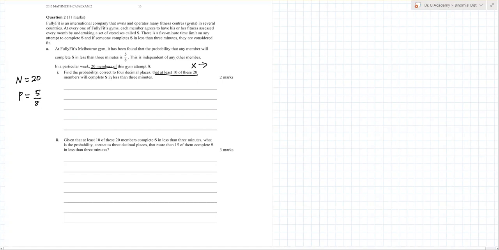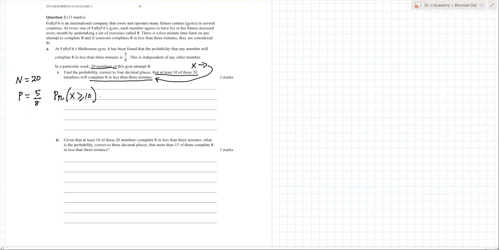X is completing S in less than 3 minutes. That would be your random variable X. So what you need to find is the probability of X, they're asking at least 10. At least 10 means it can be 10, 11, 12, like that. So X greater than or equal to 10. This is what they're asking.